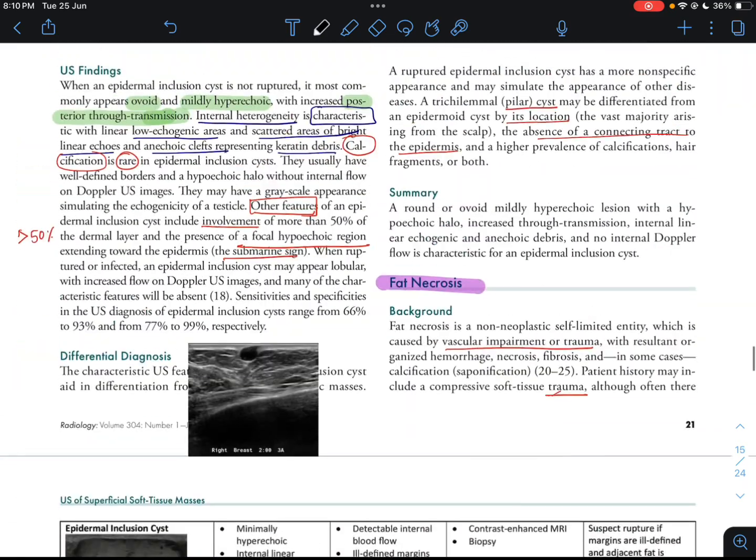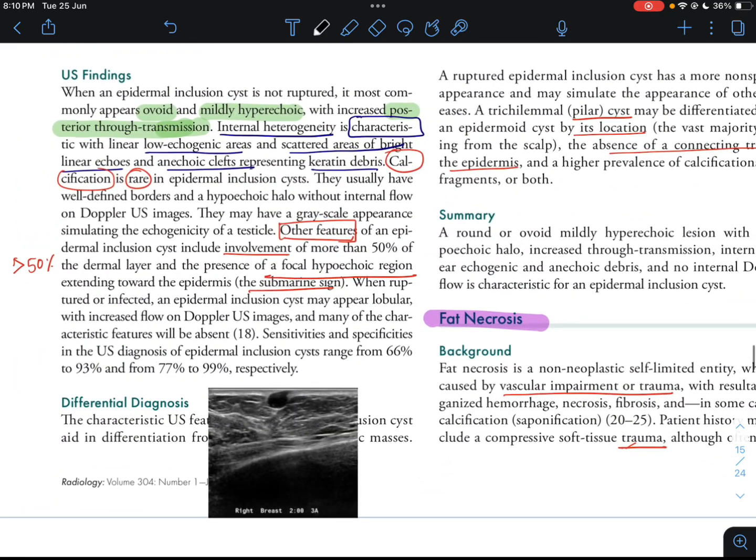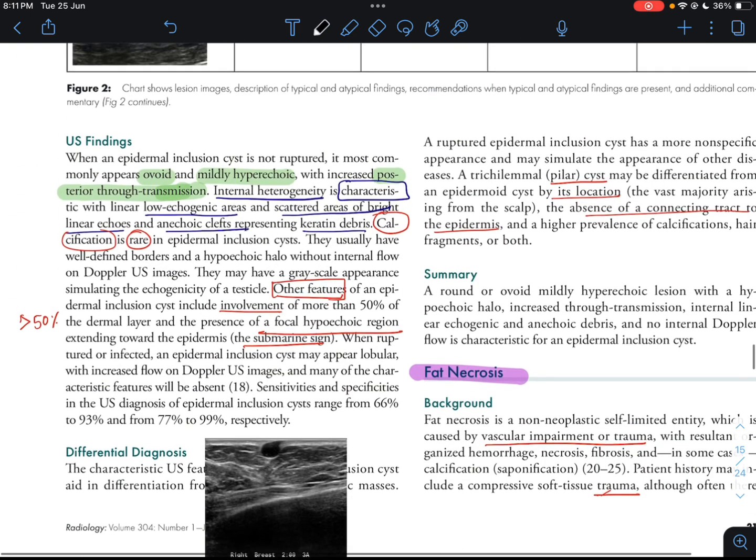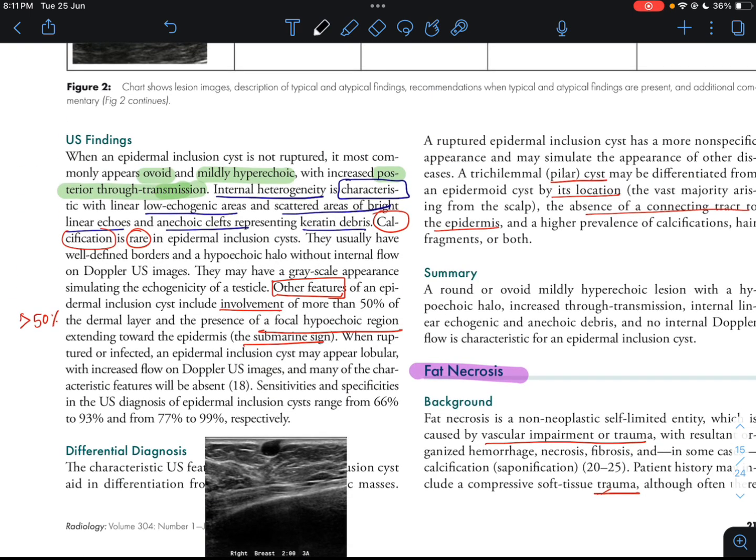On ultrasound we can see an ovoid and mildly hyperechoic lesion, which we can see here. This is an epidermoid inclusion cyst which is again oval, and mildly hyperechoic. In this image we can see it is heterogeneous with a predominantly hyperechoic pattern, and it will show through transmission, that is posterior acoustic enhancement, and there will be internal heterogeneity.